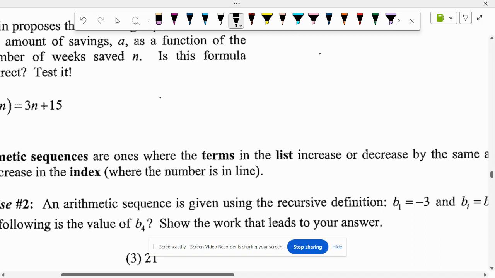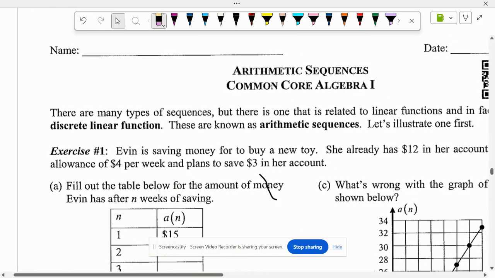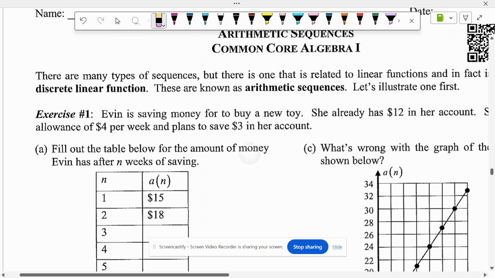All right, so we're starting on page 20. So today we're talking about arithmetic sequence. There are many types of sequences, but there's only one that is related to linear functions. And in fact, it is the type of discrete linear function.